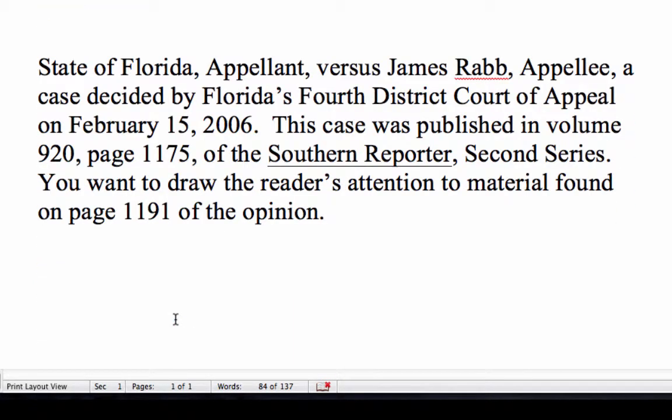So the State of Florida Appellant versus James Rabb Appellee is a case decided by Florida's 4th District Court of Appeal on February 15, 2006. This case was published in volume 920, page 1175 of the Southern Reporter second series. You want to draw the reader's attention to material found on page 1191 of the opinion. So I again would pause this. The first thing that should stick out to you is that this is Florida, so you're using your Florida legal research. It's rule 9.800 and it's in the back of your book. So that's what you should be using to help you do this.